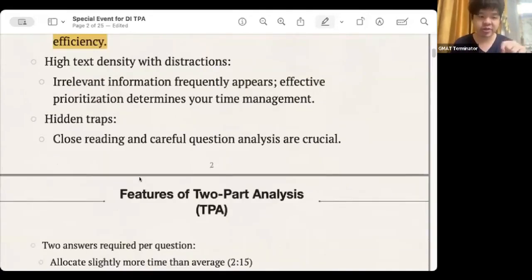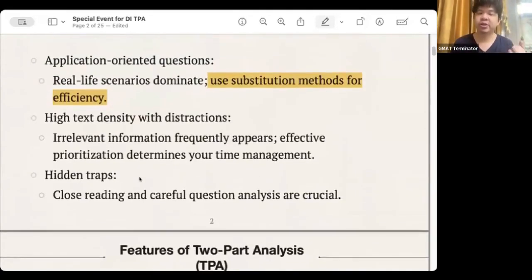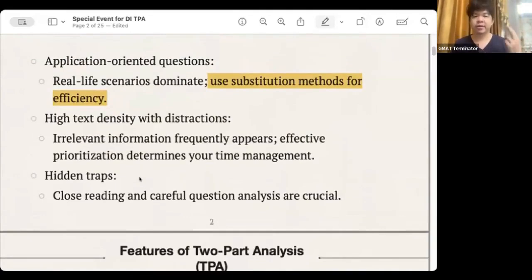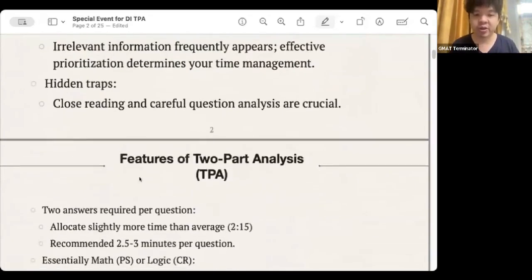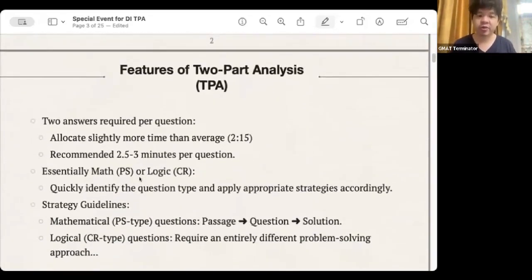So to sum up, DI has 3 main features. The first is that it requires a lot of data extraction and application. The second is that there's a lot of text. And the third is that there's a lot of irrelevant information. That's why the problem-solving process is even more important. Now, let's take a look at what the key points are for the TPA questions we're going to discuss today.